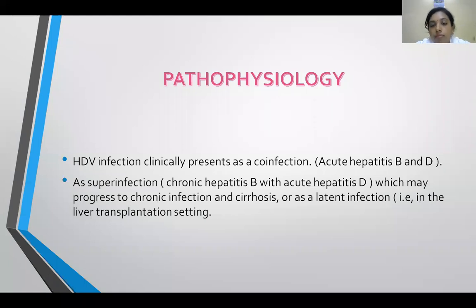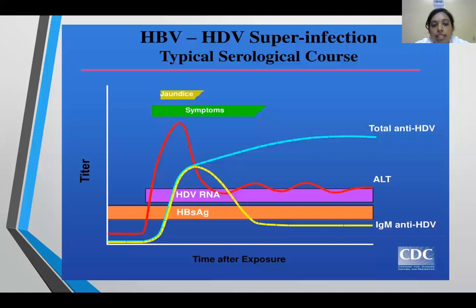So as I told you, this graph shows the superinfection, that is the typical serological course. This is the time of exposure, and over here the same course like hepatitis B. So the hepatitis B surface antigen shows chronicity. See, throughout you can see. So these will be the carriers. Superinfection means it should be the carriers where hepatitis D infects, and HDV RNA.